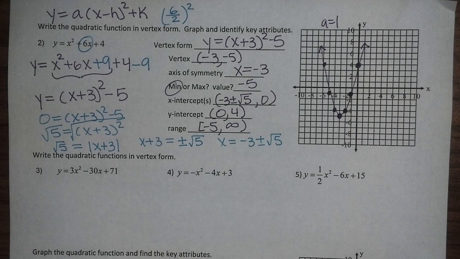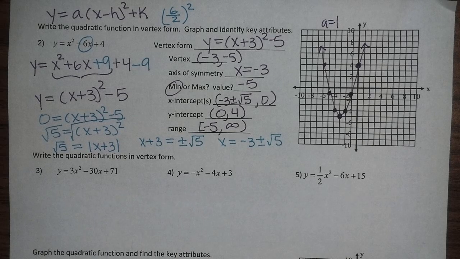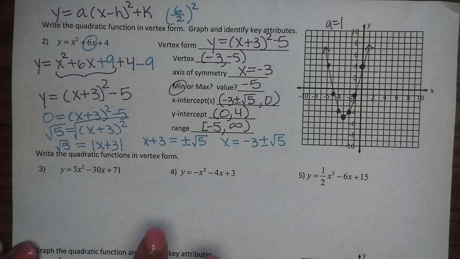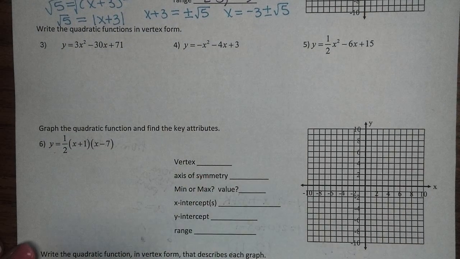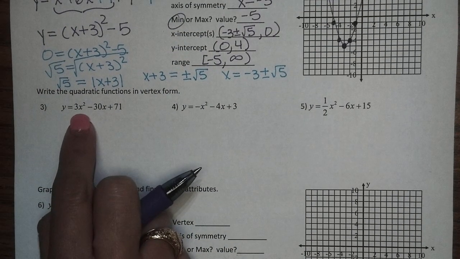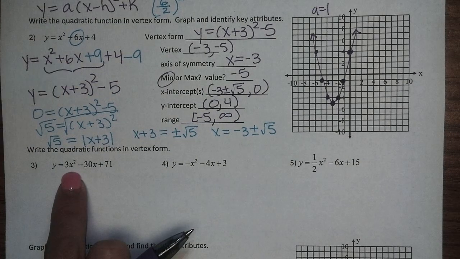So now let's practice 3, 4, and 5. Let's practice completing the square when your coefficient of x squared isn't 1. So like this one here, 3x squared. Here's what we're going to do. In order for you to complete the square, the coefficient of x squared has to be 1. Like it was on example 2, it has to be 1.